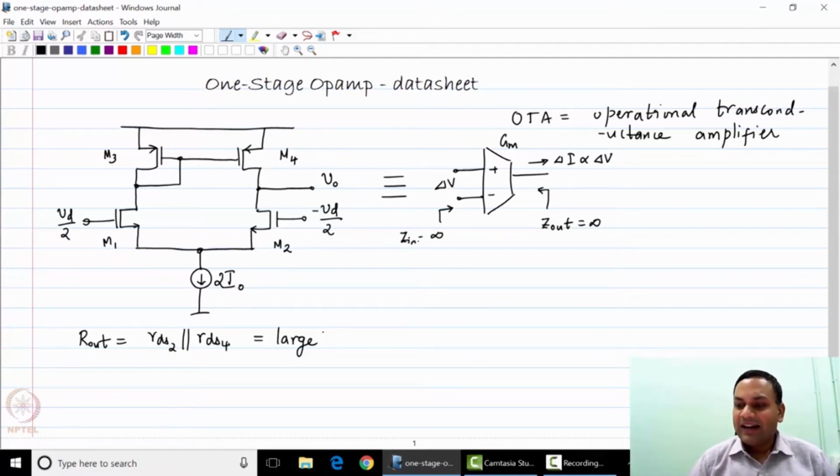Now, let us look at the non-idealities of this op-amp, of this OTA. It turns out that Zin equal to infinity is valid at low frequencies because the input of the op-amp that we have built is capacitive. Z out is not infinity, but it is quite large, relatively large compared to the other impedances in the circuit. Now, if you were to draw the non-idealities, you could represent the op-amp in the following manner.